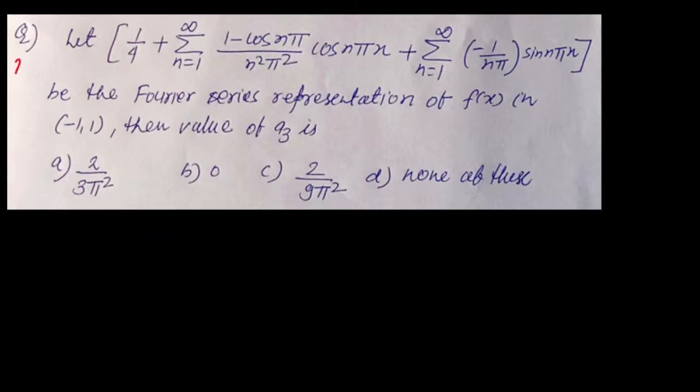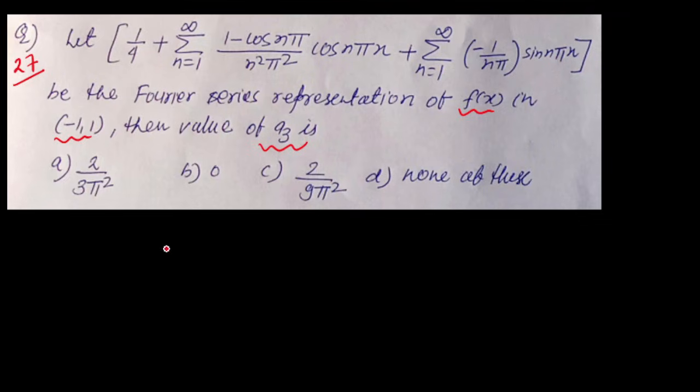Now this was my question number 26. This is my question number 27. Now let this be the Fourier series representation of a function. I don't know what is the function in the interval minus 1 to 1. Then what is the value of a3? So this is how the Fourier series is written: a naught by 2 plus an cos n pi x by c. Here the c actually is 1, so that is why it is n pi x only, and bn sine n pi x.